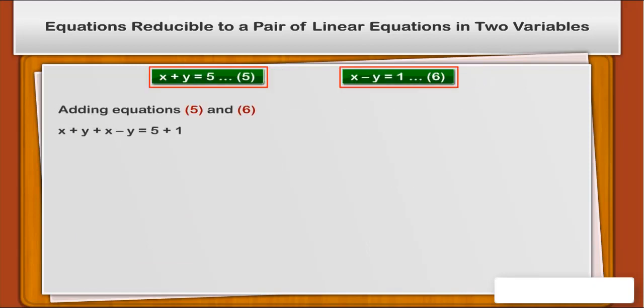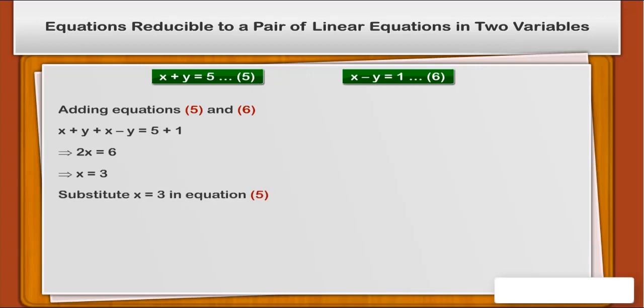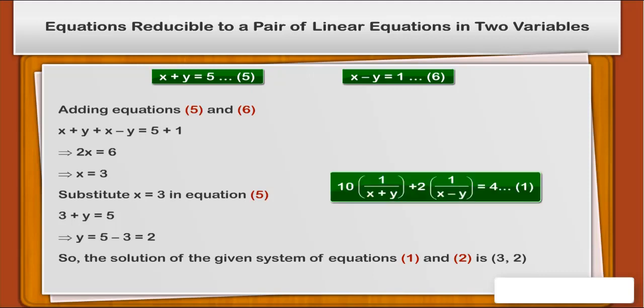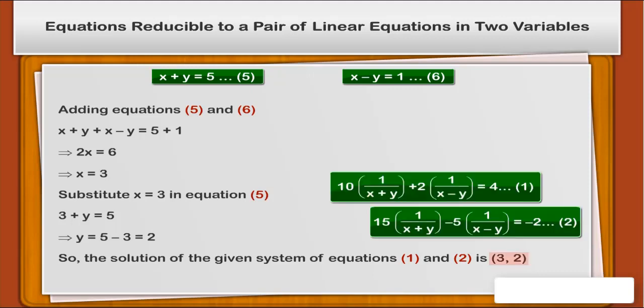Adding equations 5 and 6 we get, which implies 2x is equal to 6, which implies x is equal to 3. Substitute x is equal to 3 in equation 5. 3 plus y is equal to 5. This gives y is equal to 5 minus 3 is equal to 2. So, the solution of the given system of equations 1 and 2 is (3, 2).